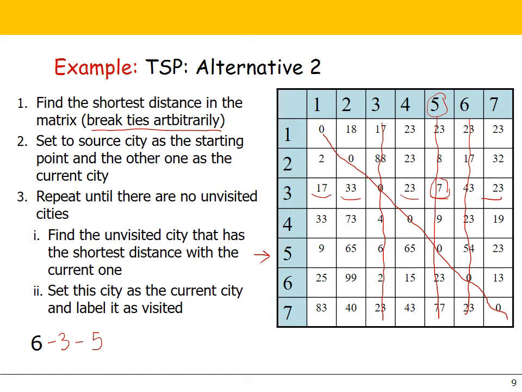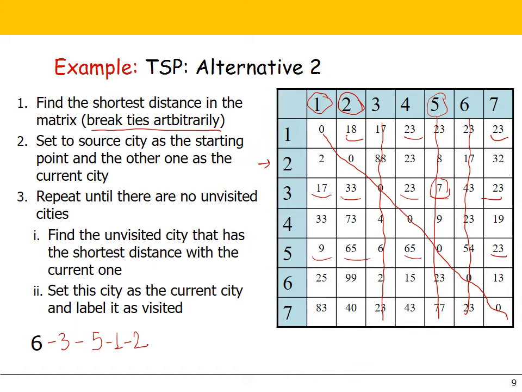And from 5, we will look at the unvisited cities with the shortest distance, which is 1. Okay, so 1 is our current city, and from 1, again, we will look at the unvisited cities. It can be 2 or 4 or 7, and we see that 2 has the minimum, so 2 becomes our next city, which is current.